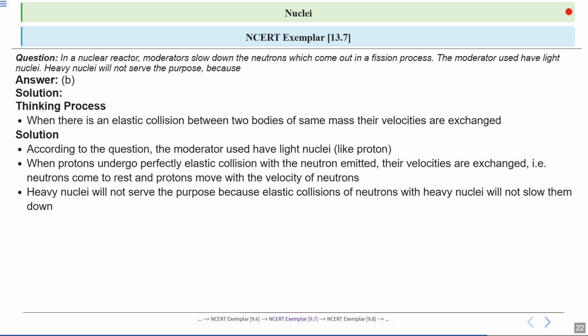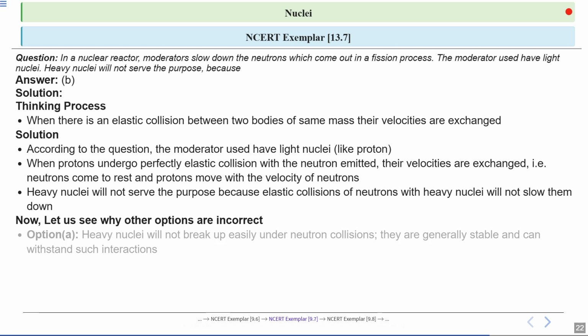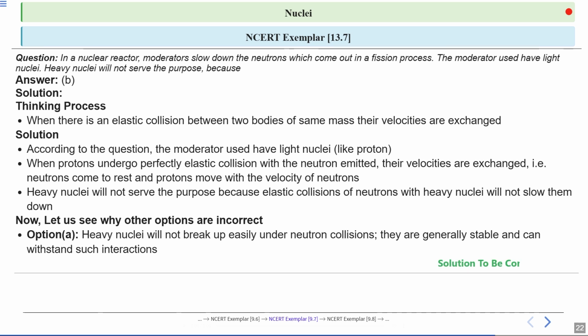Heavy nuclei don't work because they don't exchange velocities effectively. Heavy nuclei don't slow neutrons effectively and will not serve the purpose. Now let's see why other options are incorrect. Option A is incorrect because heavy nuclei will not break up easily under neutron collisions. They are generally stable and can withstand such interactions. In a nuclear reactor, light nuclei slow neutrons via elastic collisions, exchanging velocities. Heavy nuclei can't do this. So option B is correct.